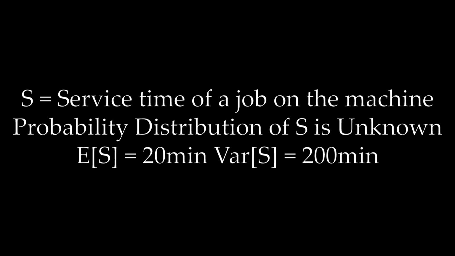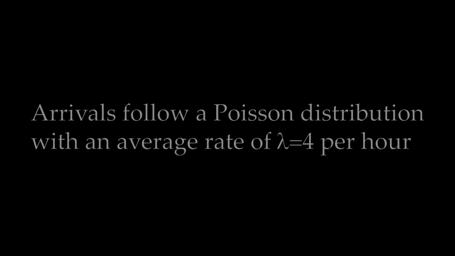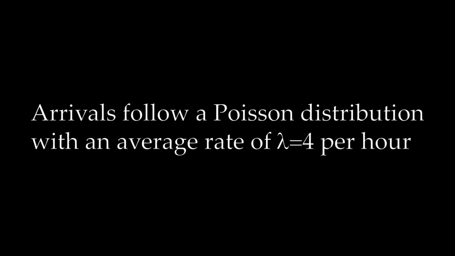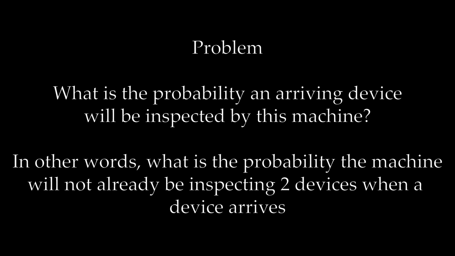There are many production lines that feed into the inspection machine, and the arrival of devices for inspection follows a Poisson distribution with an average rate of 4 per hour. The problem is to determine the following. What is the probability an arriving device will be inspected by this machine? In other words, what is the probability the machine will not already be inspecting two devices when a device arrives?